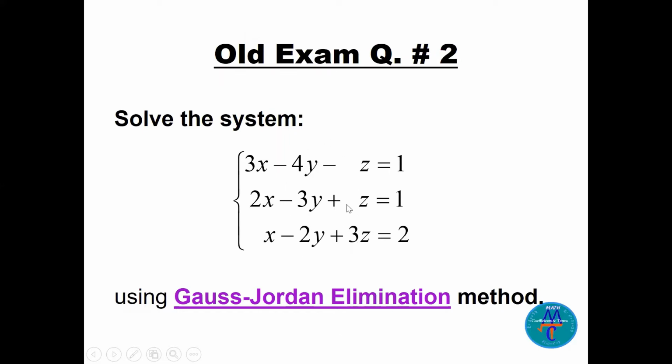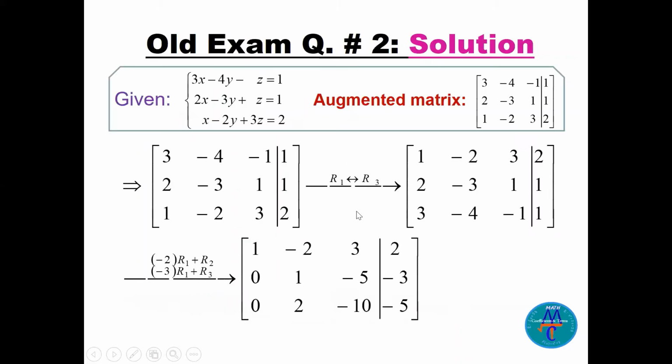So I will write now the augmented matrix of this system 3 by 3. So this is the given here. Directly we can write the augmented matrix: 3, 2, 1, minus 4; minus 3, minus 2, minus 1, 1; 3, and then 1, 1, 2.